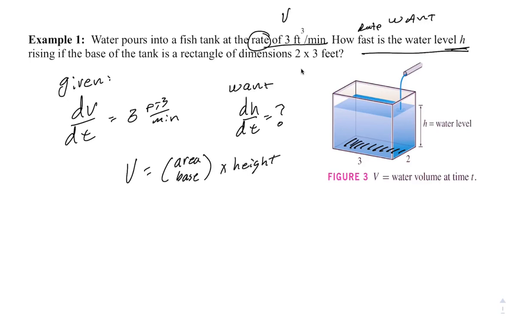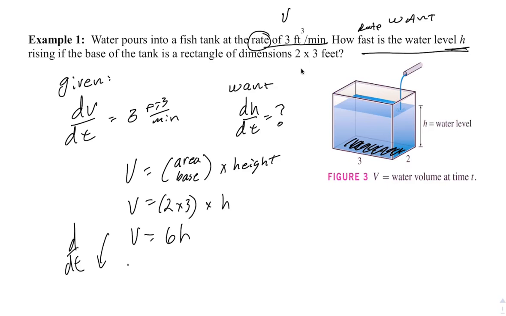My base here, again, given to us, it's a constant, it's never changing. So it's a 2 by 3, 2 times 3. Height is just h. So I get my volume equals 6h. Now I have to take a derivative of both sides with respect to t, because that's what we always do. So we take d/dt of both sides. The derivative of V is just dV/dt. Derivative of 6h is just 6 dh/dt.